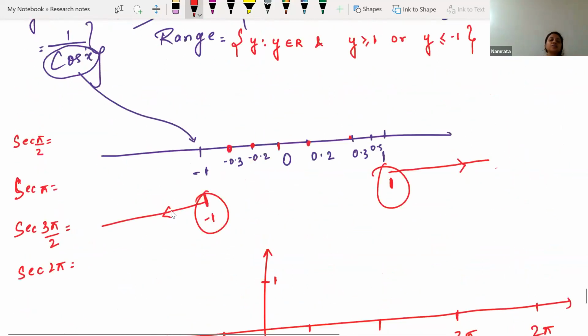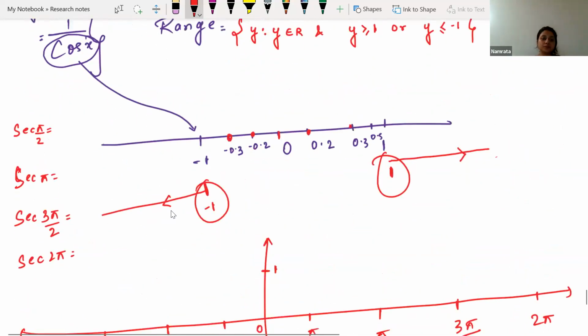What is cos pi by 2? Anyone? 0. Cos pi by 2 is 0. So sec pi by 2 will be 1 by 0. Cos pi is -1, negative 1. So sec pi will again be 1 by -1, that is -1. What is sec 3 pi by 2?